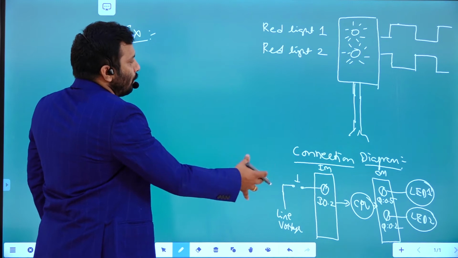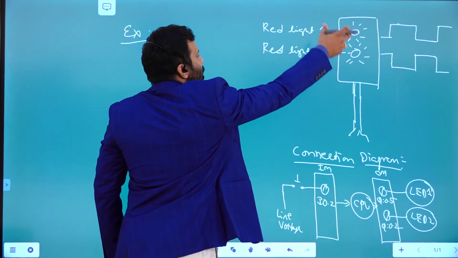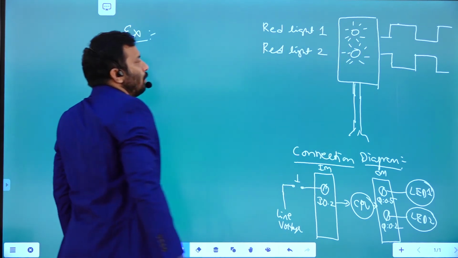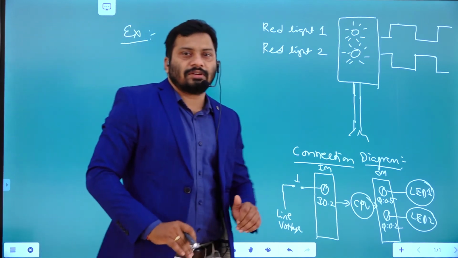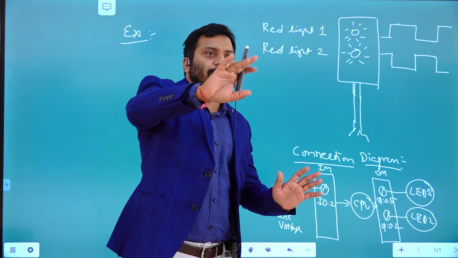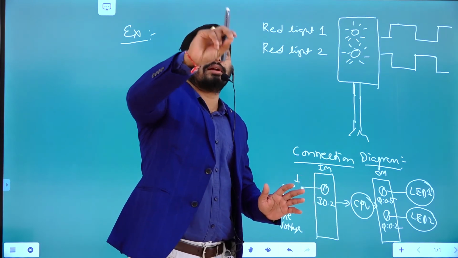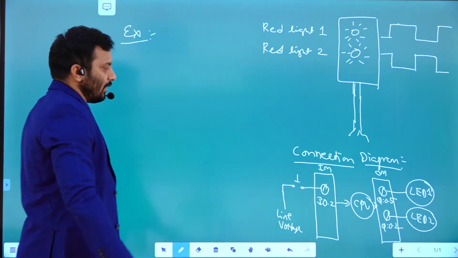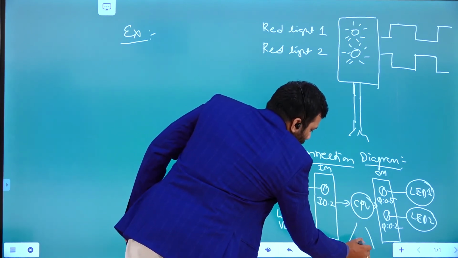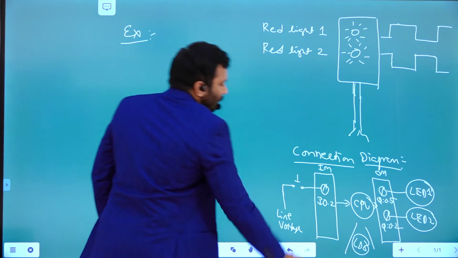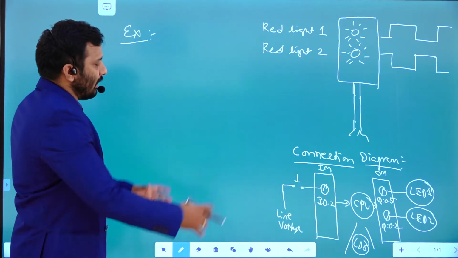So how do you need to operate this? The two lights should be turned on and off alternately. That means some process is going to take place to indicate that these two lights are on alternately. For that we need to write a ladder logic program, in the CPU RAM.